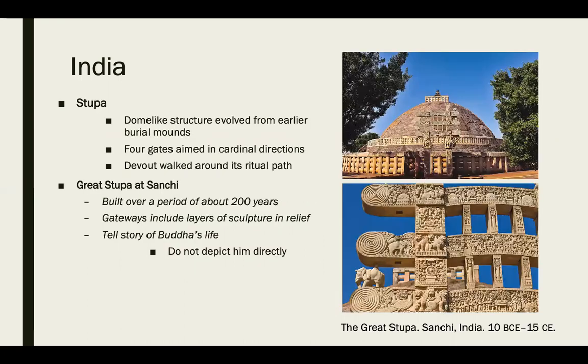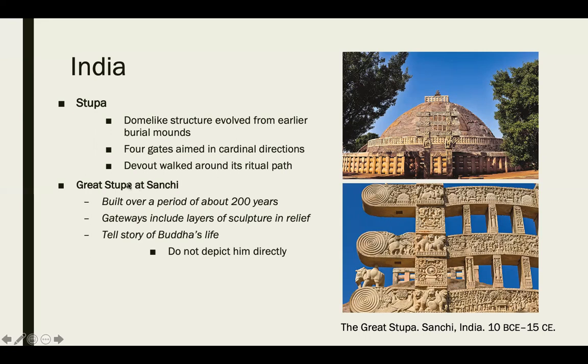The first part I'm going to talk about here is the architecture. Just like the other architecture lesson we went over, early architecture, more so the monuments we still see today, are those of religious or ceremonial importance. It's not where they lived or where their shops were. It's usually the most ornate and structurally sound architecture that is of religious importance. A stupa is a dome-like structure that evolved from earlier burial mounds. There are always four gates aimed in the cardinal directions, north, west, east, and south. The devout were meant to walk around this ritual path to contemplate, to meditate, to be at one with their religion and their gods.